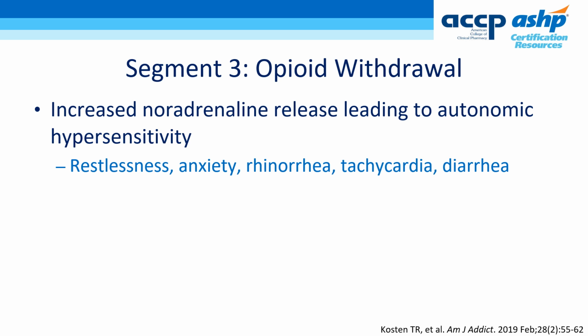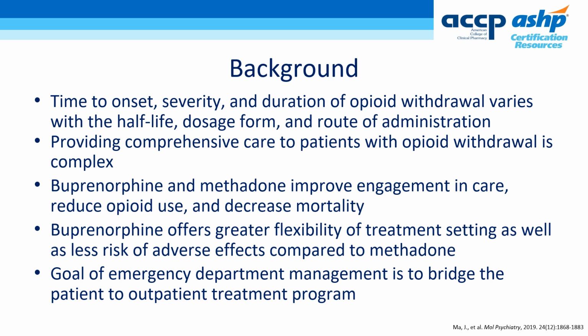Moving on to segment 3, management of opioid withdrawal. Symptoms of opioid withdrawal are due to increased autonomic hypersensitivity and include restlessness, anxiety, tachycardia, and GI upset, to just name a few. Time to onset of opioid withdrawal is dependent on what opioid was ingested, mode of ingestion, as well as other patient-specific factors. But once opioid withdrawal sets in, treatment should commence.